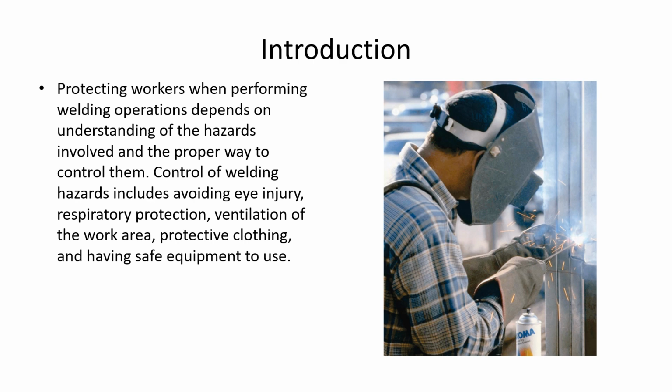Protecting workers when performing welding operations depends on understanding the hazards involved and the proper way to control them. Controlling welding hazards includes avoiding eye injury, respiratory protection, ventilation of the work area, protective clothing, and having safe equipment to use. There are probably some other items, but these are the main ones. There are so many different hazards out there that could cause you bodily harm that you might not recover from, so it might have a permanent impact on your life. Protecting the workers is very important, and we need to understand what safeguards we need to do that.